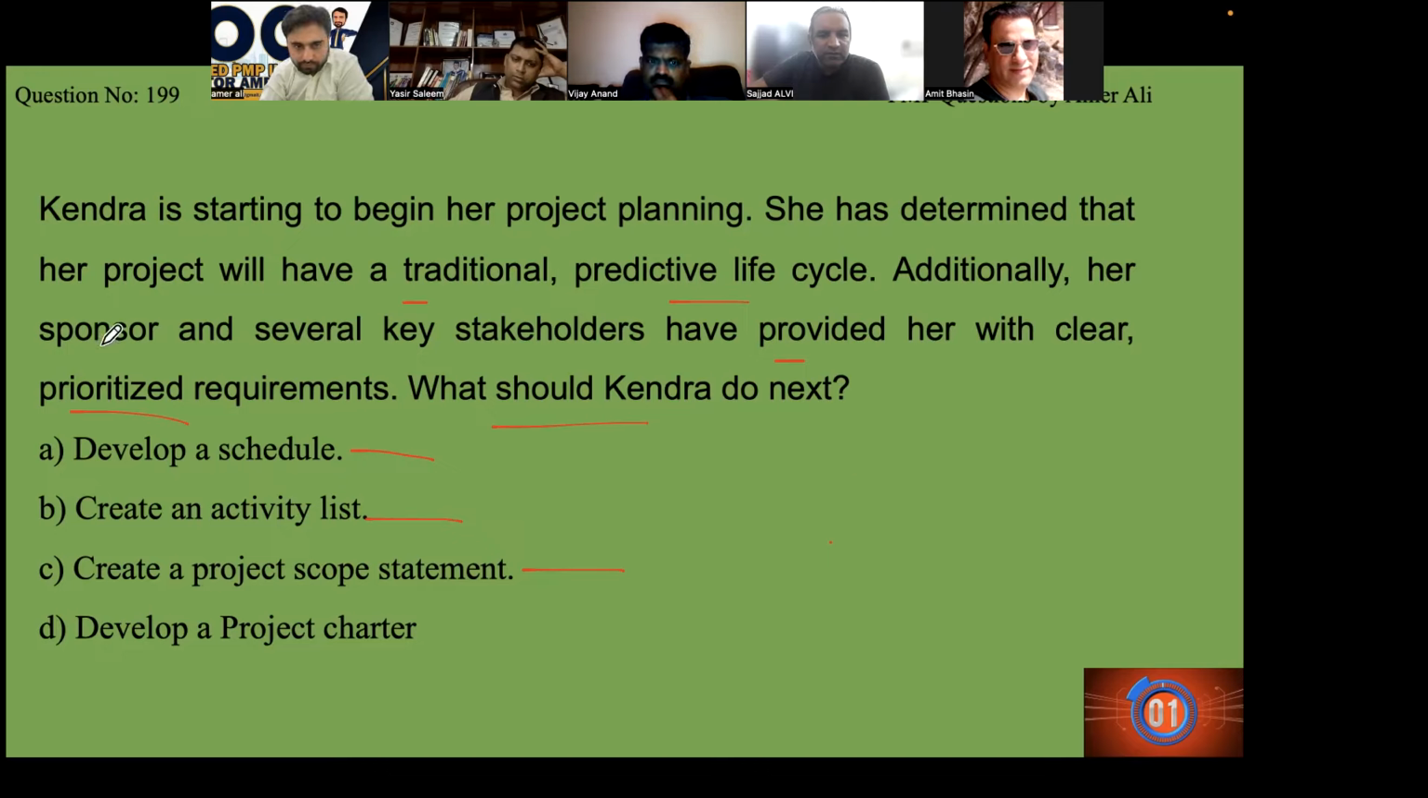We have been provided with a clear prioritized requirement, so what should Kandara do? Schedule has nothing to do with that. Activity list has nothing to do with that. Guys, Gupta, why not D? Gupta, justify and unmute yourself. Why not D?